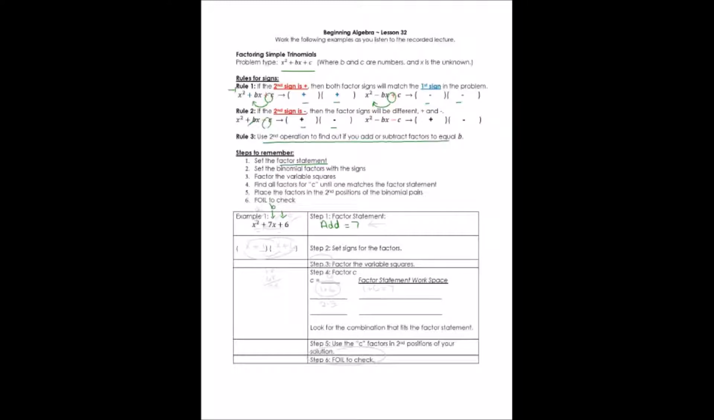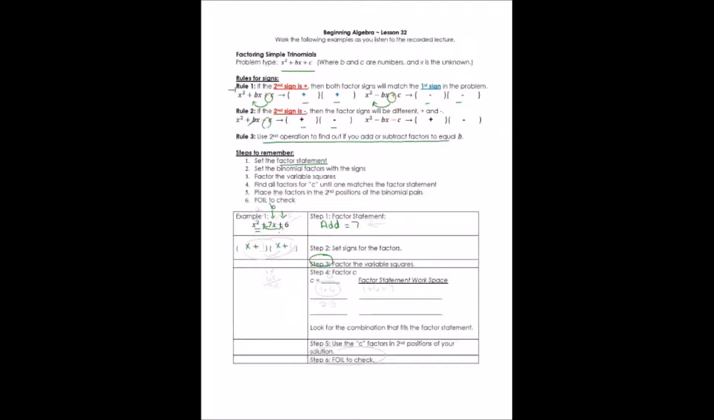What do I want to do first? I want to create the binomial pairs and set the signs. My second operation in this case was positive, so it told me look at the first one, and the first operation was positive. I'm going to use both positives. The next thing I do is to factor the variables that are squared. That's step 3. Now in this case I only have x squared. X squared factors into x times x. Since it's in the first position of the trinomial, I'm putting it in the first positions of my binomial pairs. Well, I'm done with that term.